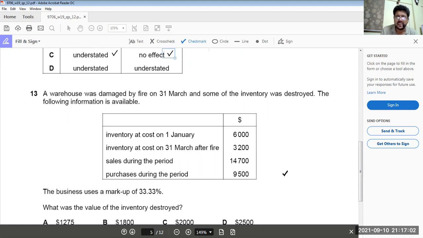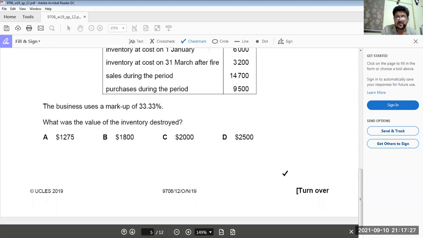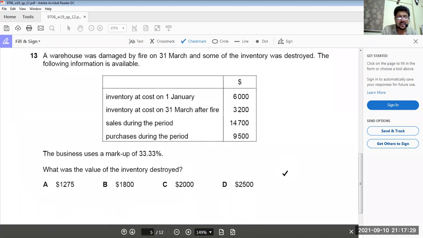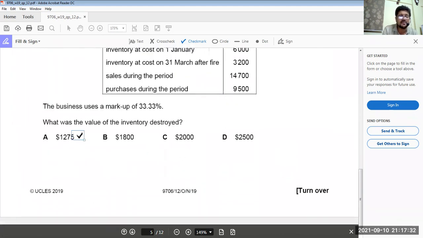11,025 is your cost of sales. Okay, cost of sales plus ending inventory 3,200 minus purchases 9,500 minus opening inventory 6,000. So the answer is 1,275. Inventory is missing. That means this inventory is destroyed by fire. Okay.